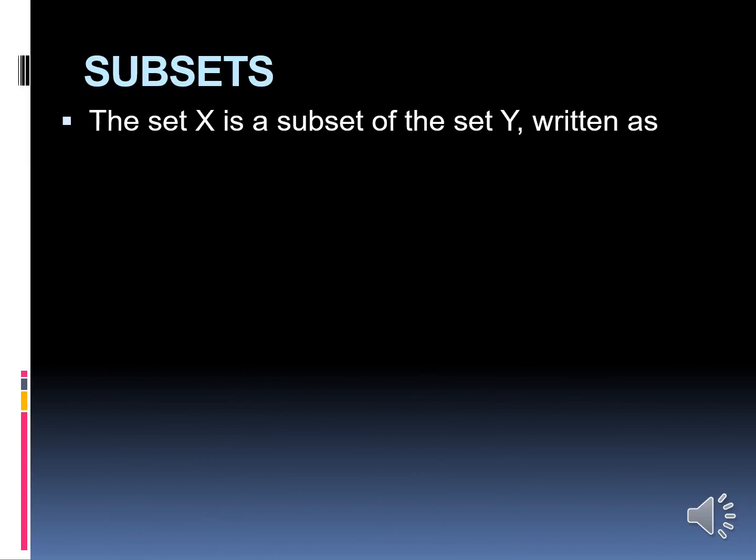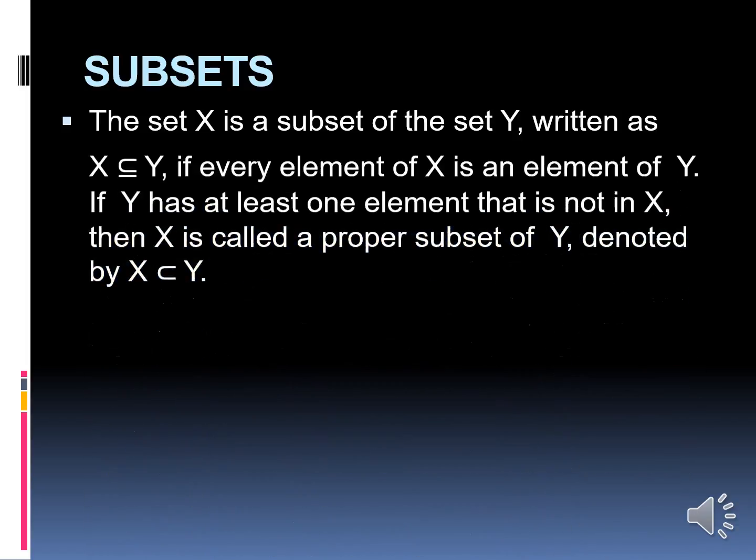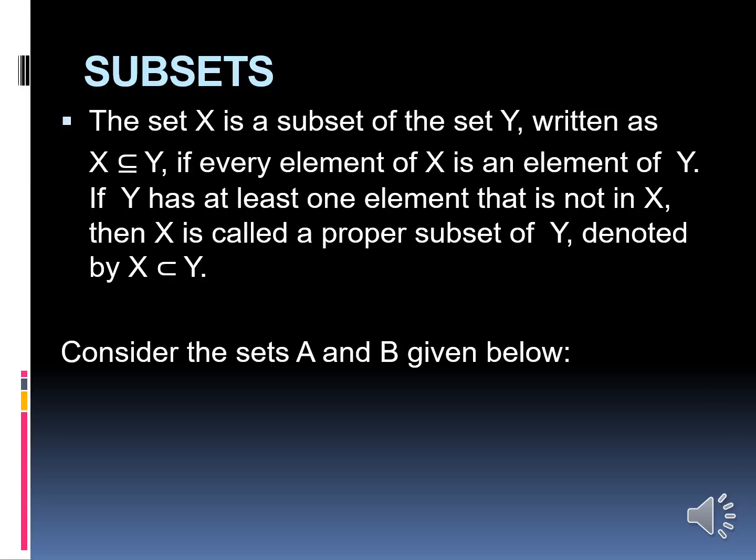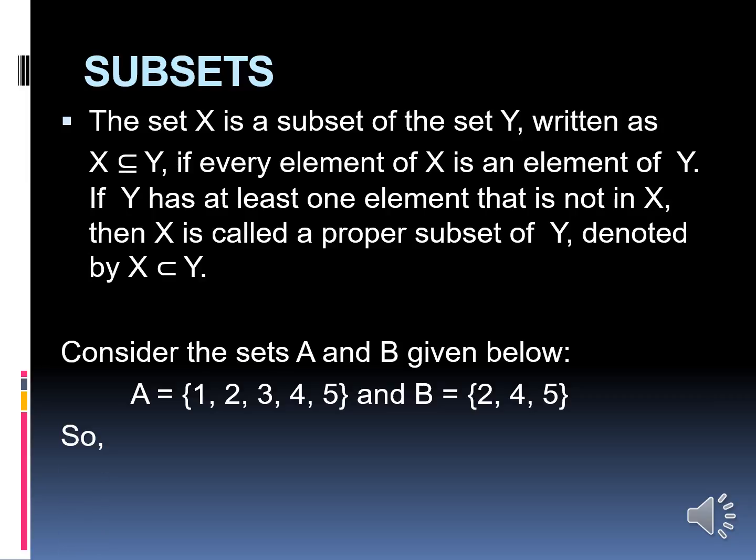Subsets. The set X is a subset of the set Y, written as X ⊆ Y, if every element of X is an element of Y. If Y has at least one element that is not in X, then X is called a proper subset of Y, denoted by X ⊂ Y. So consider the sets A and B given below. We have set A, which has the elements 1, 2, 3, 4, and 5. And B has the elements 2, 4, and 5.